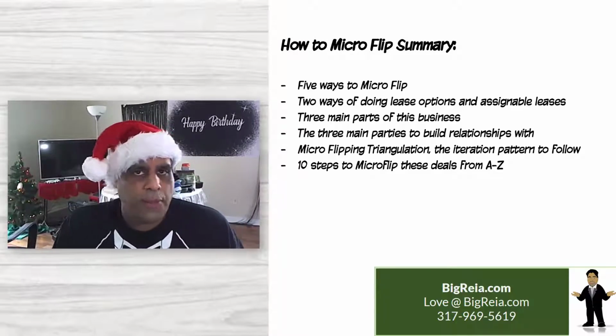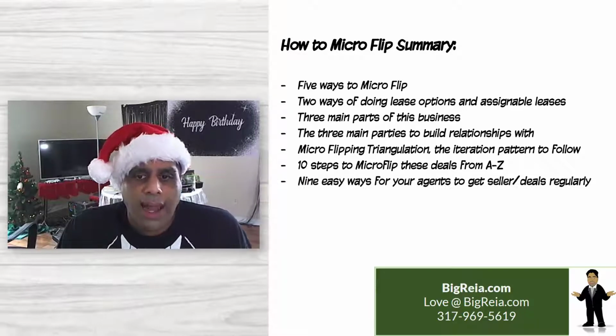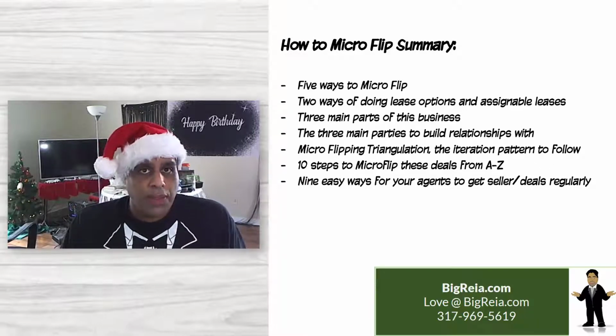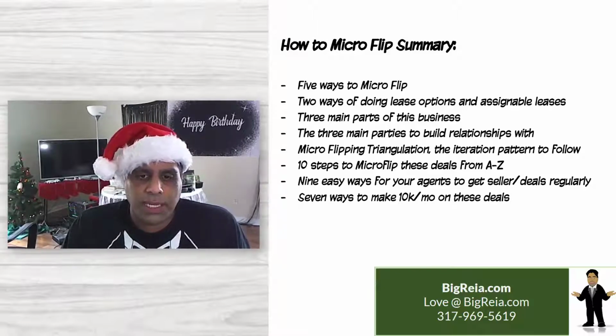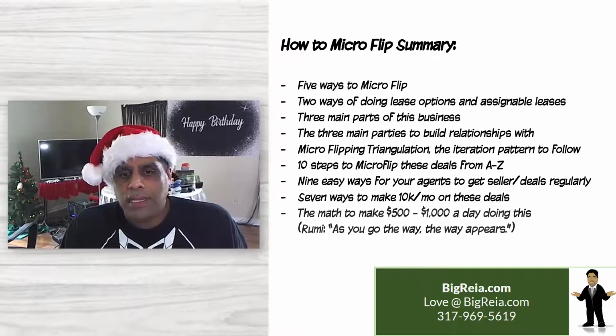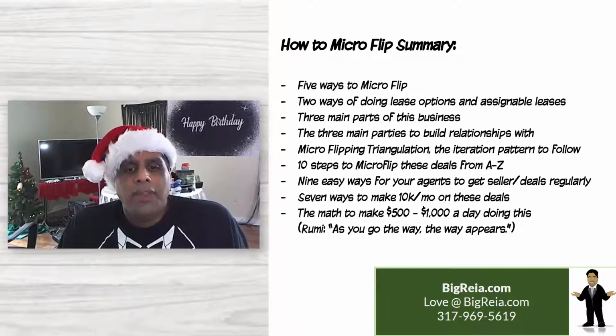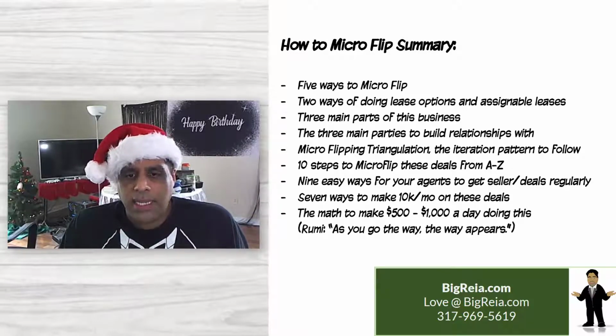We went over the 10 steps to microflip these deals from A to Z. I walked you through everything. 9 easy ways for your agents to get sellers and deals regularly. Actually, there's more than that, but they can get deals and get these leads and get these engagements easily. 7 ways to make $10,000 a month on these deals. I think it was like 9 ways, right? The math to make $500 to $1,000 a day doing this, remember Rumi said, is you go the way appears.